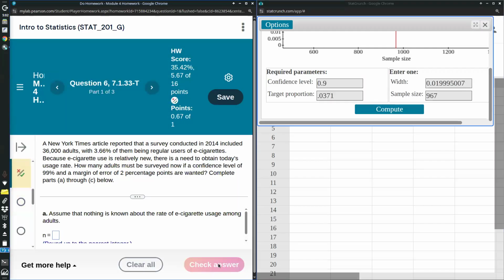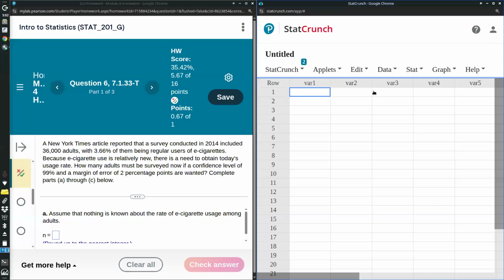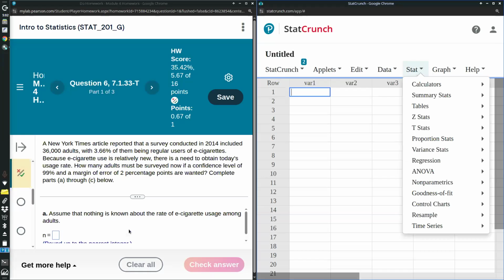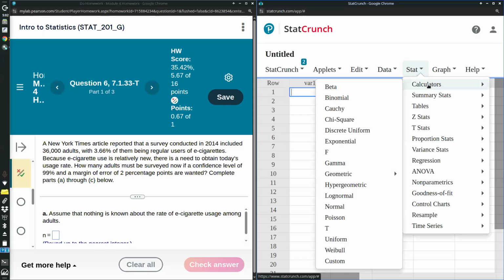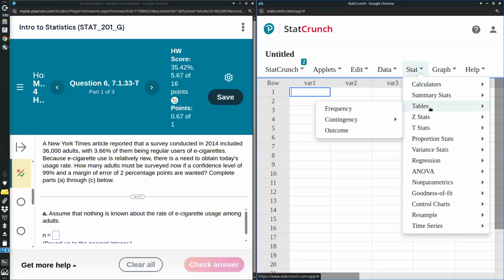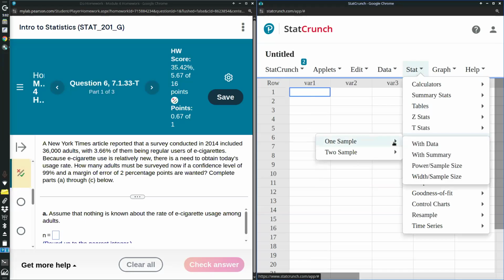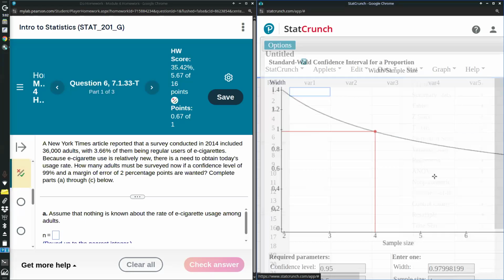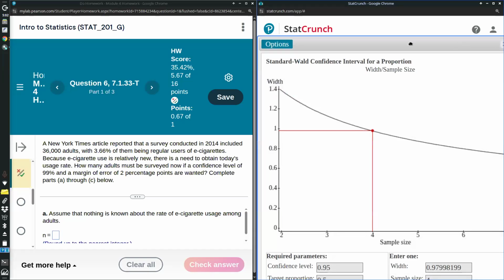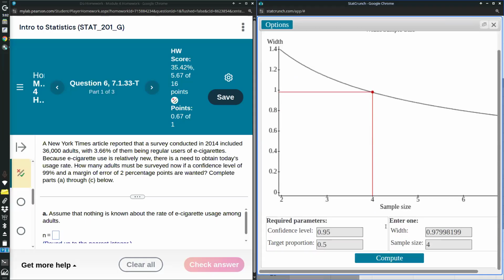So similar question. Okay, so let's walk back through all of this so we have it cemented in our heads. So on this one, they're asking us with some information to figure out how many people we should sample. Okay. So we're going to go to proportion stats. Everything in this module 4 is proportion stats. This one is width and sample size. If you hit this button, it fits into the screen a little bit better.